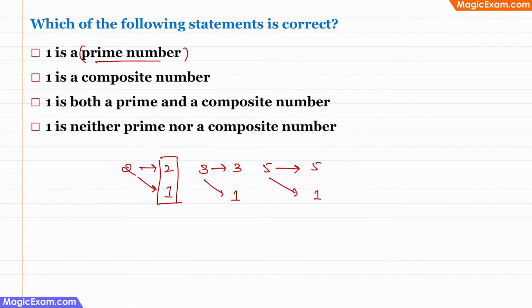So is 1 a prime number? When we look at 1, 1 is divisible by only 1. Therefore, it does not have two factors. Therefore, 1 is not a prime number. Is 1 a composite number? Well, what is a composite number?